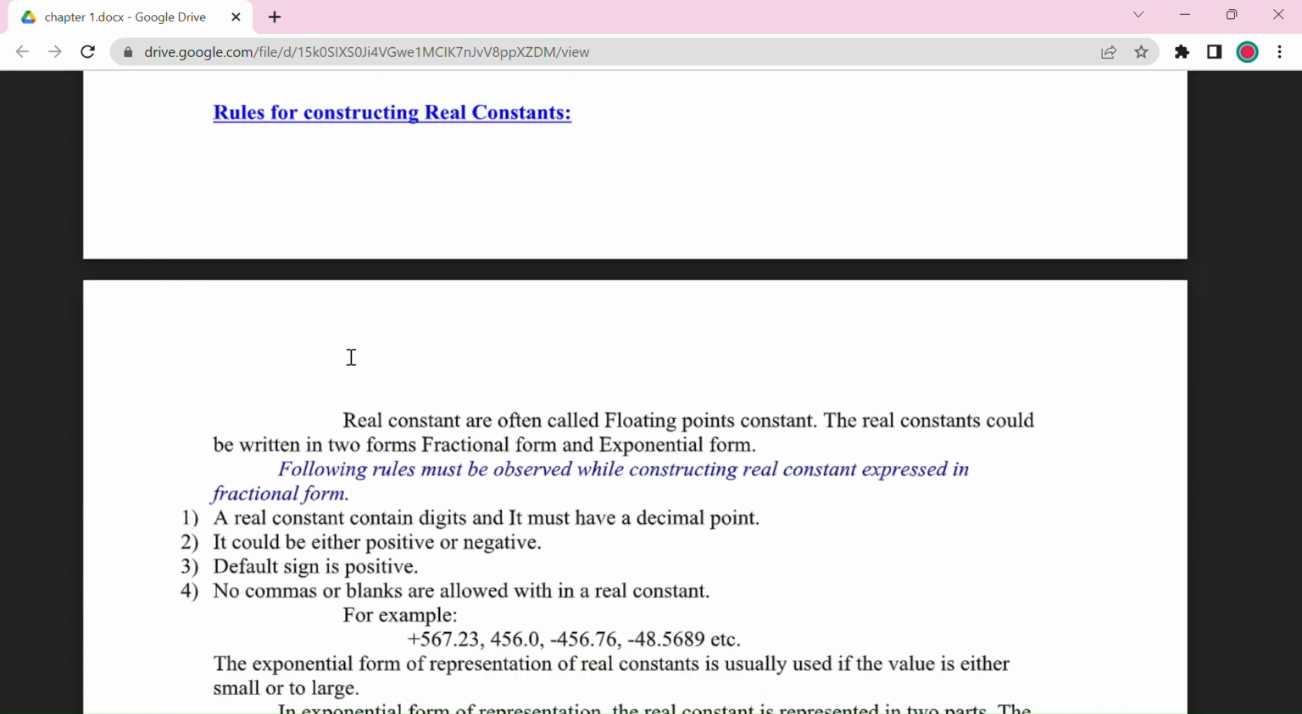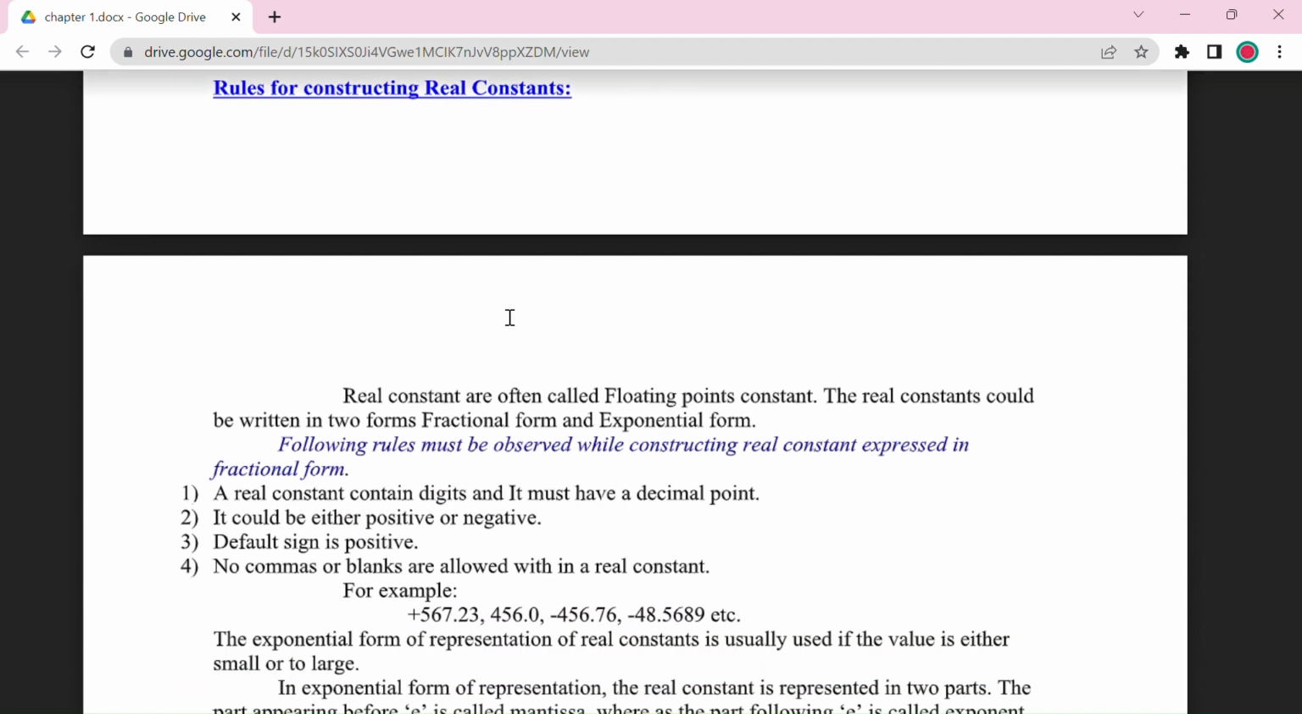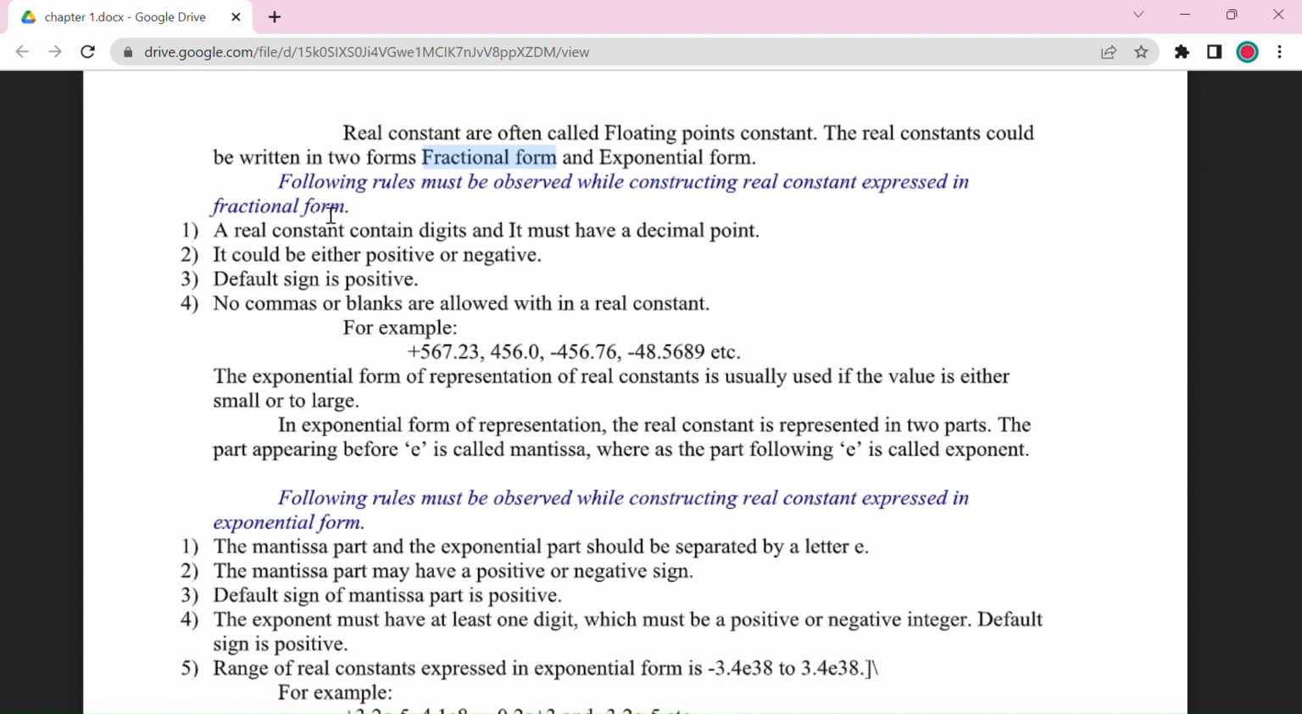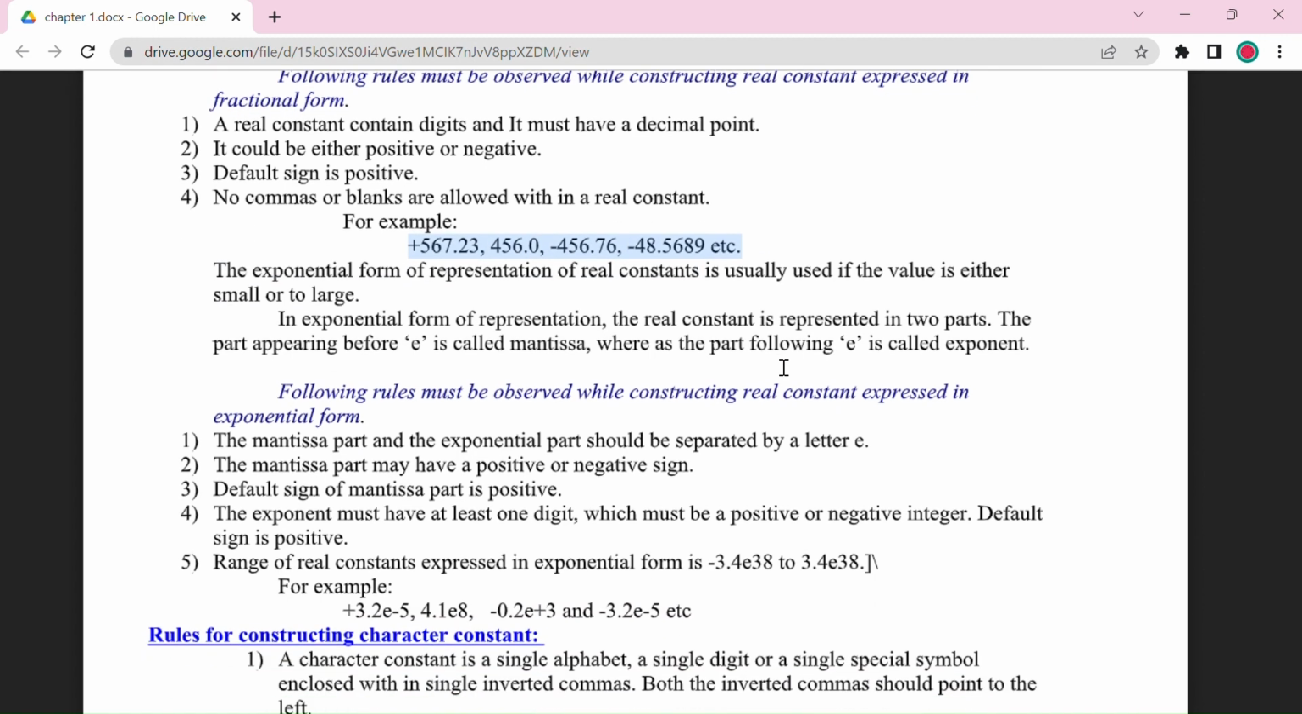Now we have rules for constructing a real constant. There are two types of real, or you can say float, constant: the exponential form and the fractional form. There are rules for the exponential form separately and the fractional form separately. For the fractional form, the following rules must be observed while constructing a real constant, or float constant, expressed in the fractional form. These are examples of the fractional form.